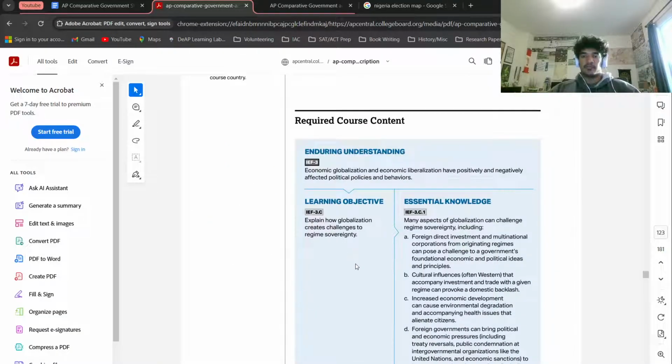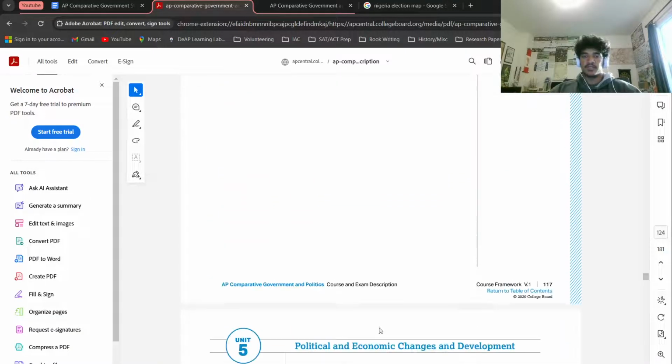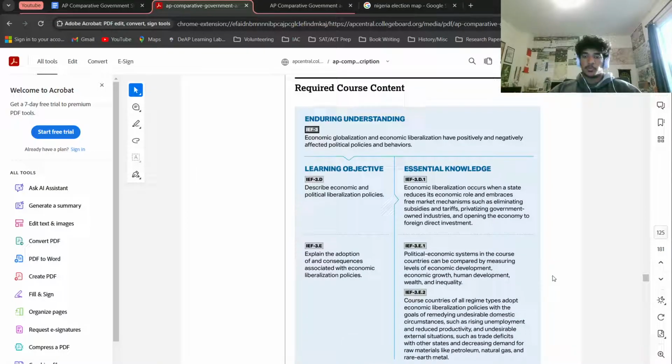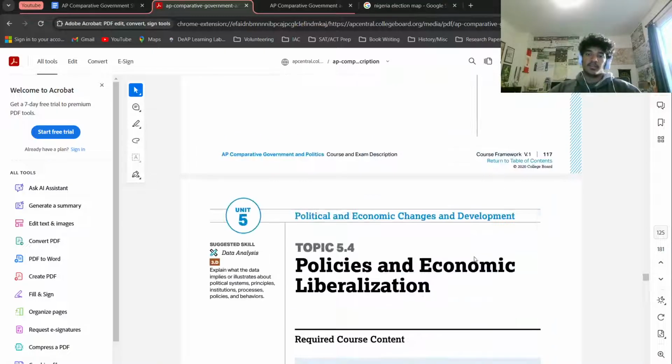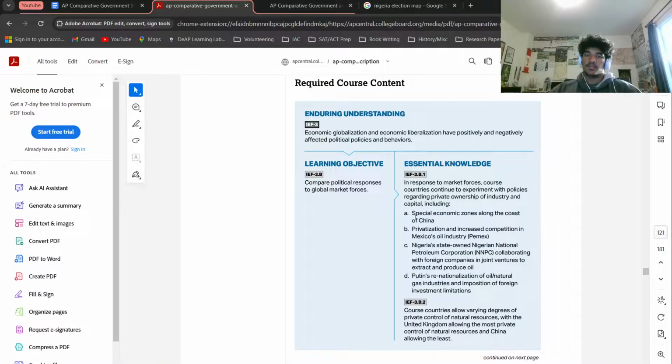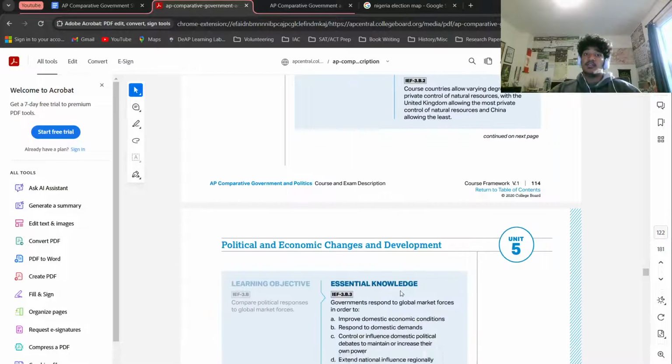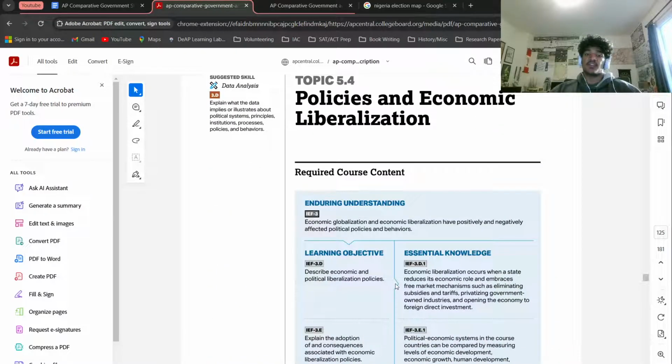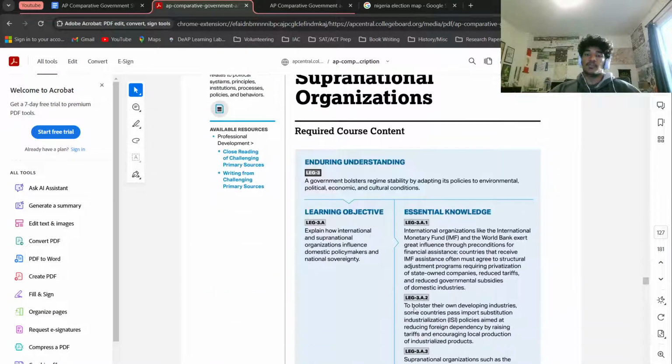Now let's talk about 5.3, globalization. We already talked about this, so we can skip that. Economic liberalization. Globalization leads to economic liberalization. The most important thing about this unit is just to know these. So know China's SEZs. Know that Mexico's industry is privatized and there's increased competition. Know that Nigeria is state-owned and that foreign companies are collaborating. Know that Putin has renationalized the oil industry. And know that Iran's oil industry has been nationalized since the overthrow of the monarchy.